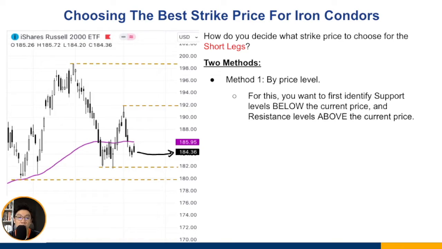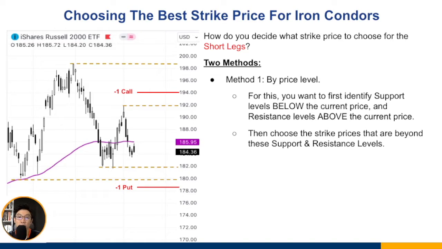As you can see down here, I've already drawn two lines below. And then you also want to find the resistance levels that are above the current price. In this case, you can see I've drawn two resistance levels down here. So the whole idea is that you want to choose the strikes that are beyond these support and resistance levels, right? You want to choose the strike price that is above the resistance levels, and on the put side, you want to choose the strike that is below the support level.